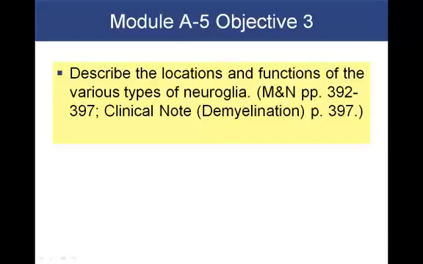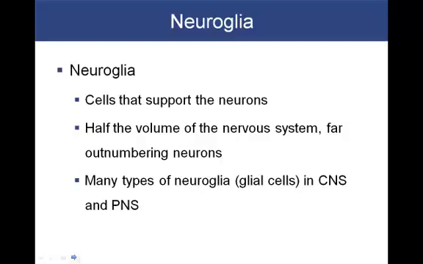This is Module A5, Objective 3. We're going to look at the various types of neuroglia cells, including their locations and functions. Neuroglia are cells that support the neurons.